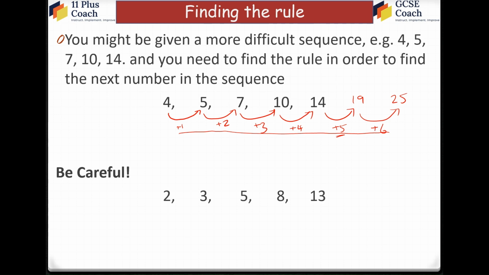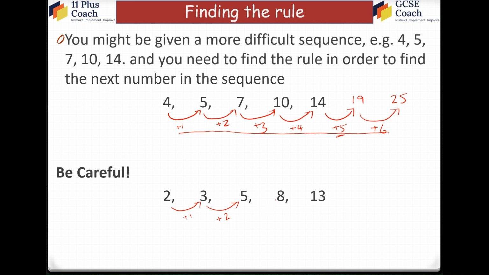Now, seemingly, it's the same as the previous question, that you add 1 to the previous difference. So, for example, from 2 to 3, you add 1, and from 3 to 5, you add 2, and so on. So you might think, okay, I know the difference now. So you keep adding 1 more. So next will be add 3, next will be 4 and 5.